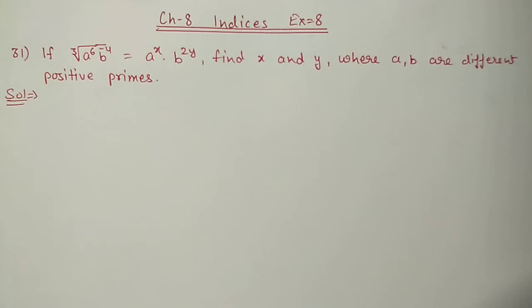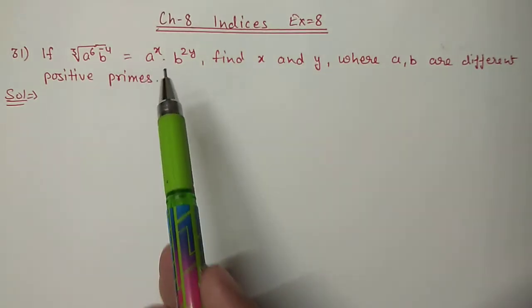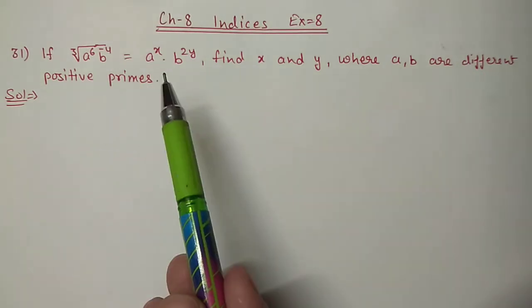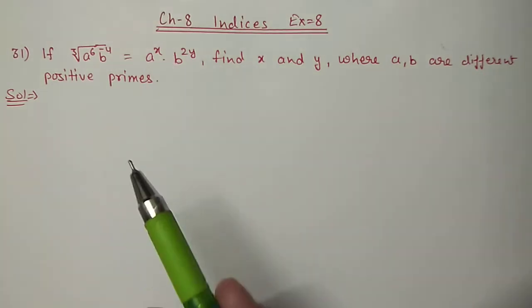number 31. If the cube root of a to the power 6 b to the power minus 4 is equal to a to the power x b to the power 2y, find the value of x and y, where a and b are different positive primes. It means a and b are different numbers, and we have to compare the left side and right side to find out the value of x and y.